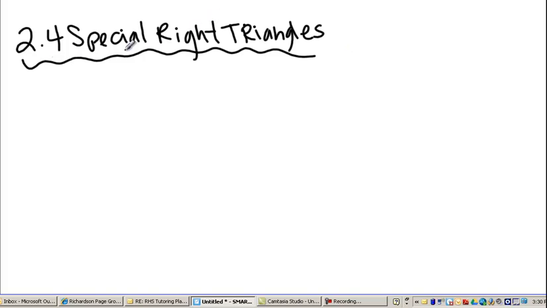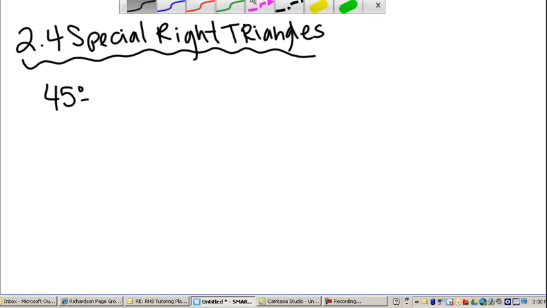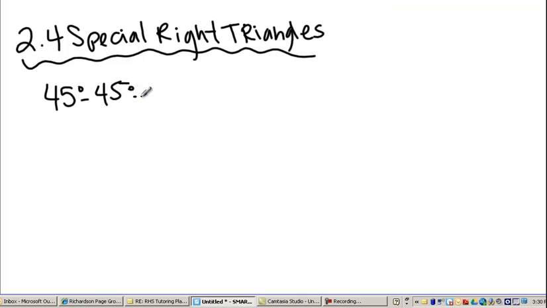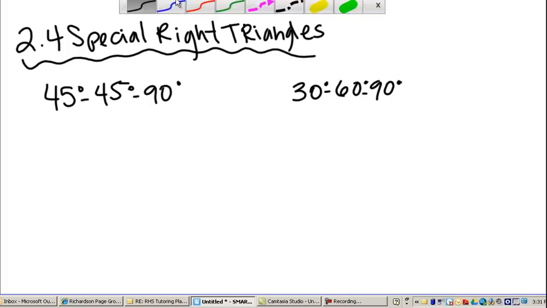the two special right triangles. They are 45, oops, I got ahead of myself, 45, 45, 90 triangles. And for all my students that had me for pre-AP geometry, y'all know this. 30, 60, 90 triangles. Okay? I'm going to write the rules down first, and then I'm going to give you some examples. We're going to work through them.